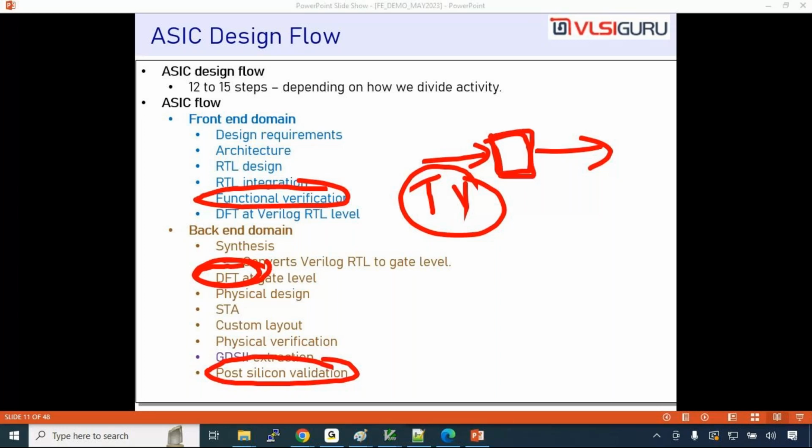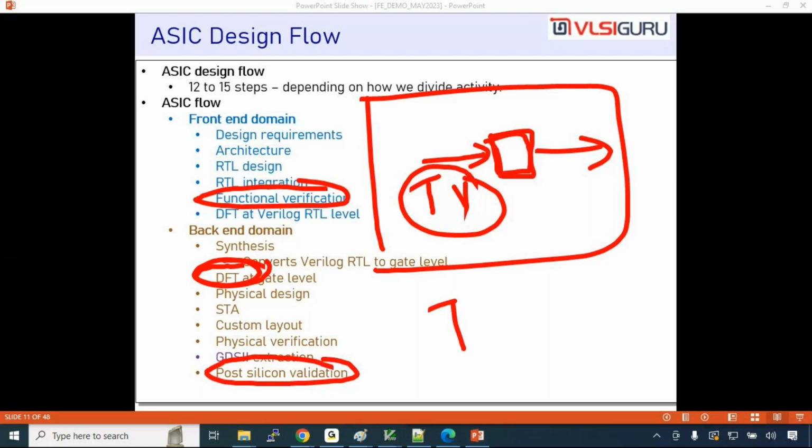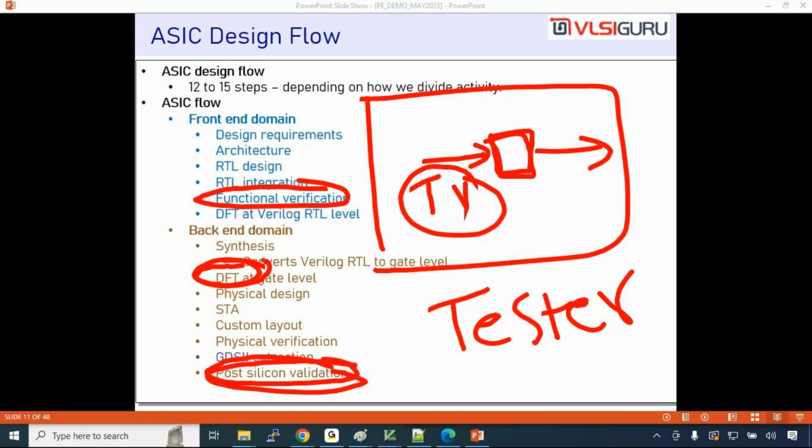These test vectors are applied to the chip. The platform used for this purpose is called a tester. There will be a tester on which they place the chip. They apply the inputs, and the outputs of the chip will tell whether the chip is good or bad. What is it that we are applying to the chip? Test vectors. Who provides the test vectors to the post-silicon validation engineer? The DFT engineer, sometimes the functional verification engineer.